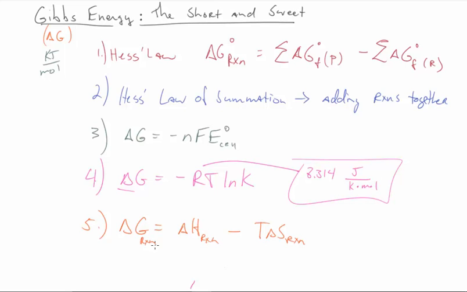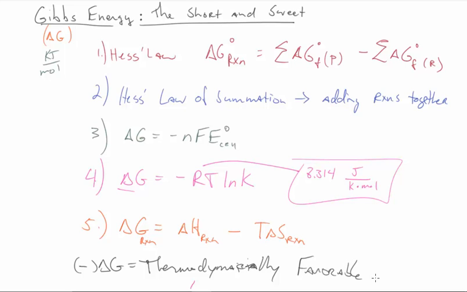All right? So the big thing to understand out of all of this, ladies and gentlemen, is that a negative delta G equals a thermodynamically favorable reaction. And that's the coup de grace. That's the end-all be-all, right?